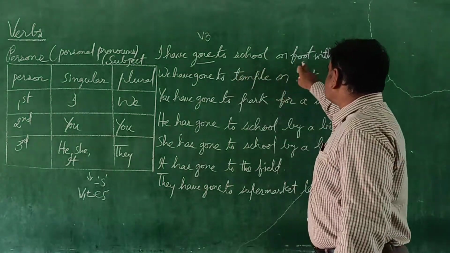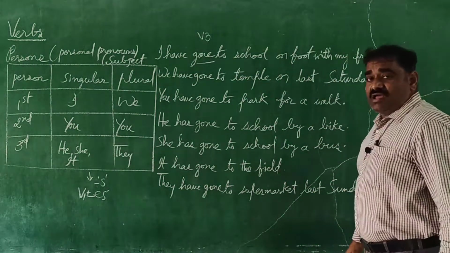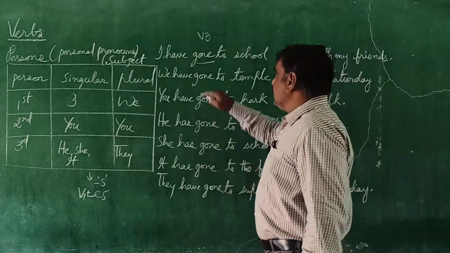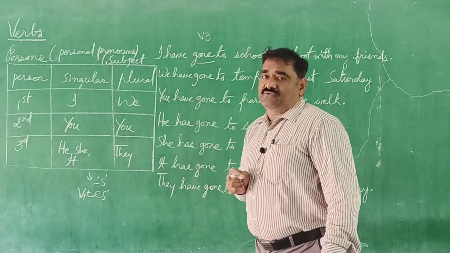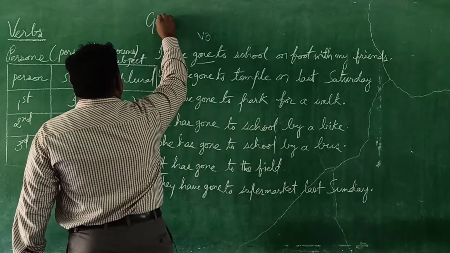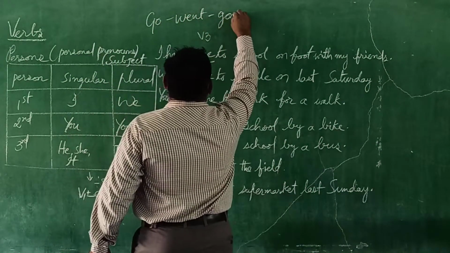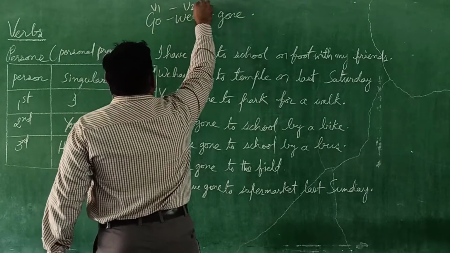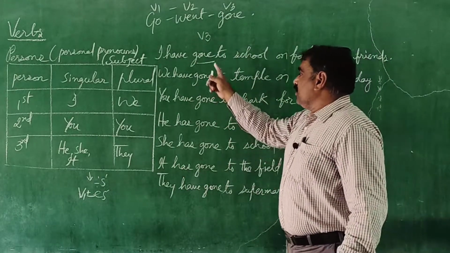I have gone to school on foot with my friend or with my friends. I have gone to school on foot with my friends. Here, gone is the past participle of the main verb go. Go, went, gone. Let me write the verbs here. Go is V1, went is V2, and gone is V3.